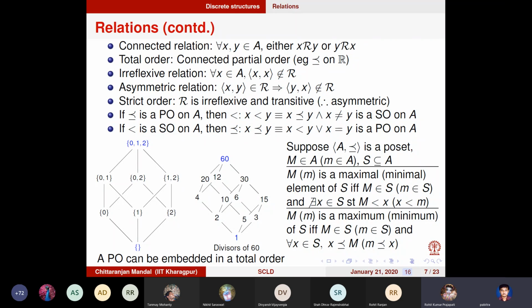Okay, so these are the divisors of 60, and that's still a poset. Let's try to find the maximal and maximum. If we look at the set, let's say, 2, 5, 3, 10, 6, 15, what are the maximal elements? 2, 5, 3, 10, 6, 15.